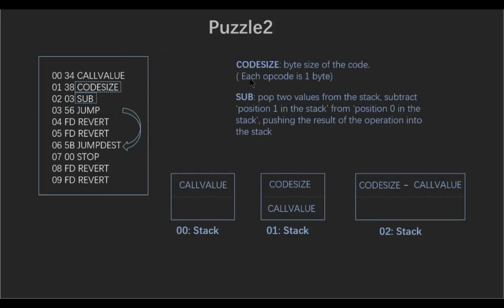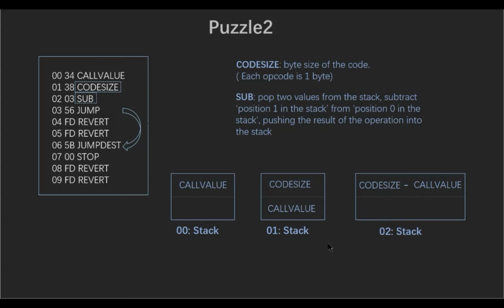Let's start to solve the second puzzle. We have two instructions new to us. The first one is the code size. That is the byte size of the code. The second one is the sub. You pop two values from the stack and do the subtraction. Let's go through the opcodes.